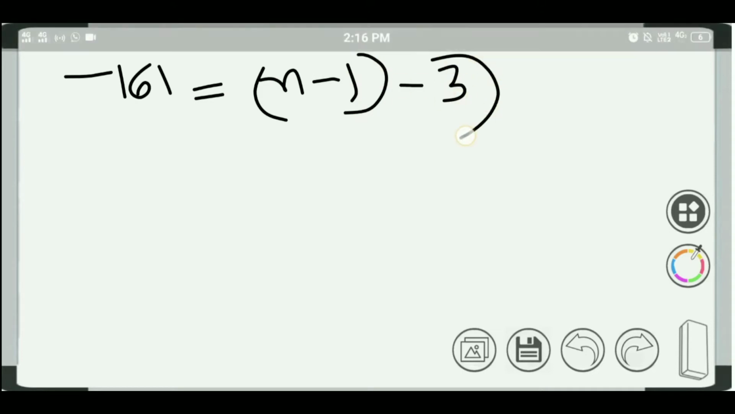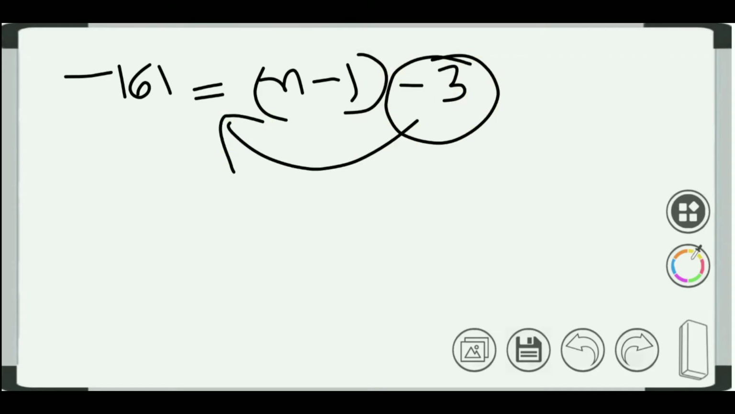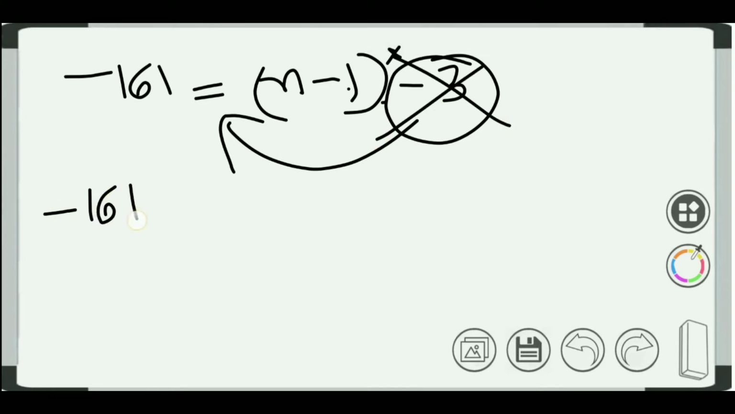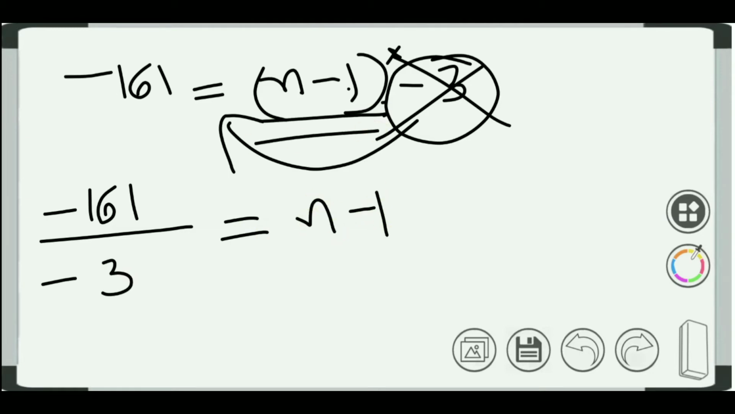Now you can take this minus 3 this side. This minus 3 is what? Multiplication. N minus 1 into minus 3. So when this minus 3 comes this side, it will become what? Division. So I'm taking this minus 3 this side. Minus 161 divided by minus 3 is equal to what is remaining here? N minus 1. Negative and negative got cancelled. 161 divided by 3. Okay. Equal to n minus 1.